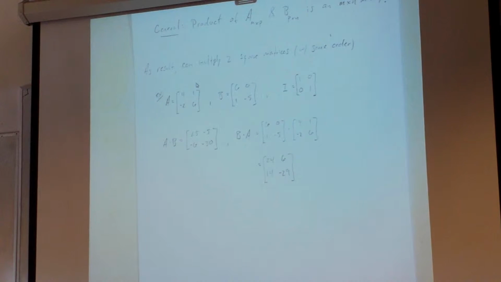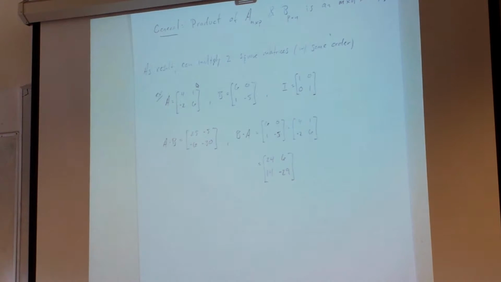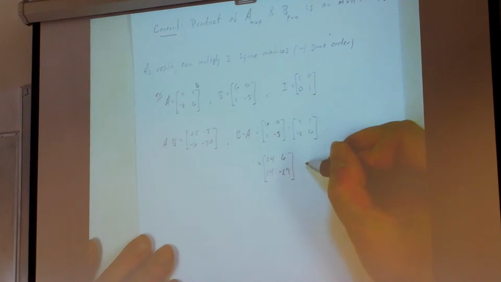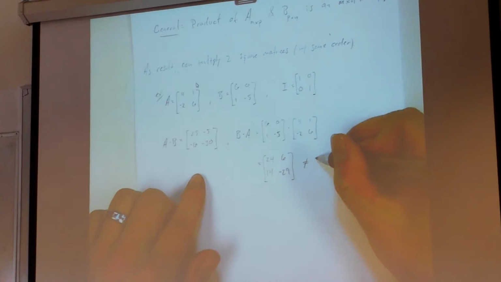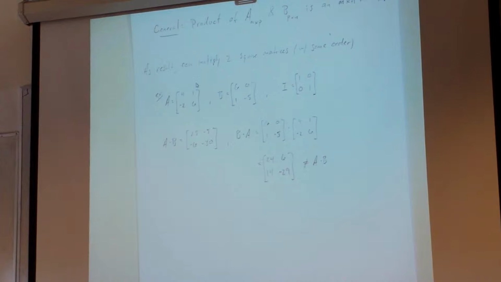So you're doing like 4 dot products and putting the result in their appropriate entry. Now, are these the same? No. Right, this is not the same as A times B. So one thing that we just showed is that matrix multiplication is not commutative. Not the same, okay?